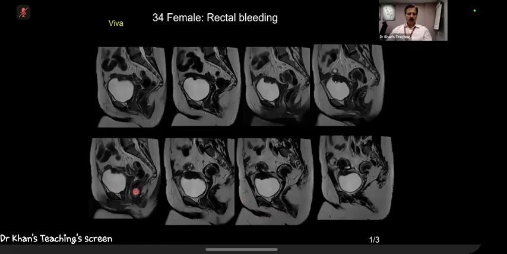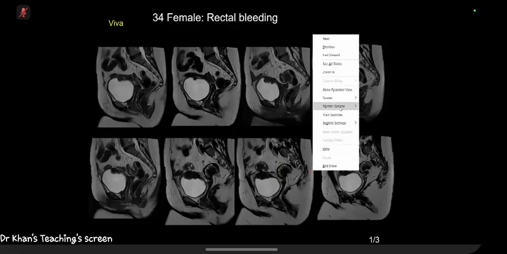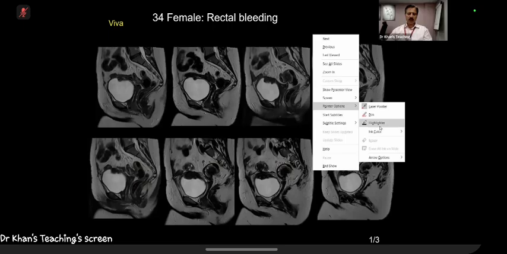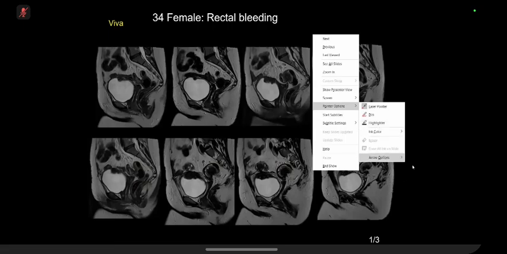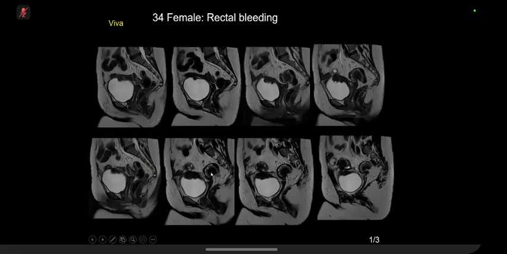Okay, let me ask you. This is the rectum. Yes. And then we are coming to the rectosigmoid. What is this? That could be a deposit. Which kind of deposit? Metastasis. Look at the signal of this. The low signal on T2. That's the 34 female, so it could be endometriotic deposit. Excellent. You see, this is a classical exam film.